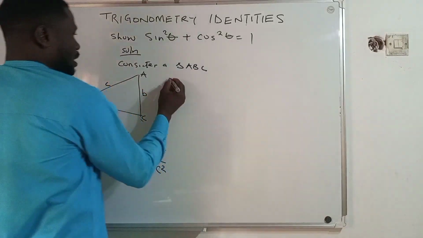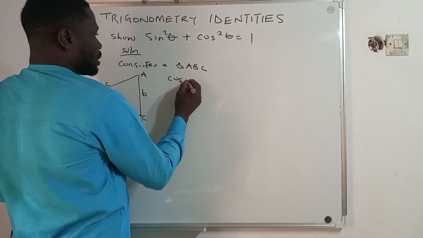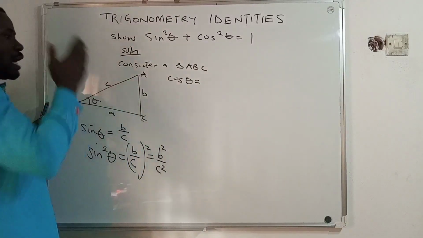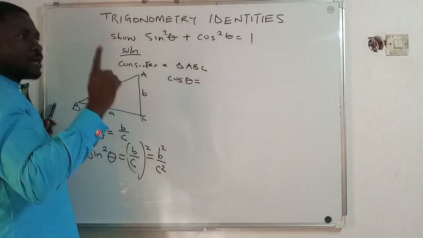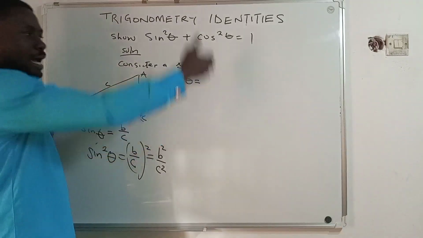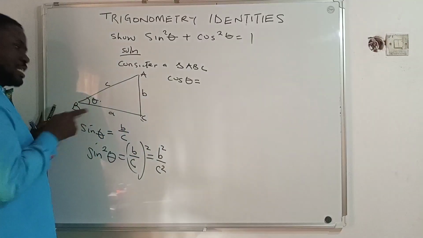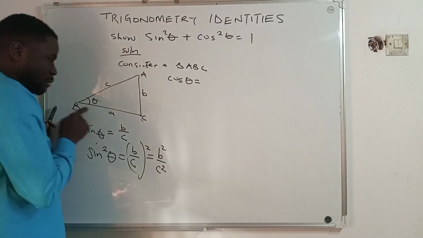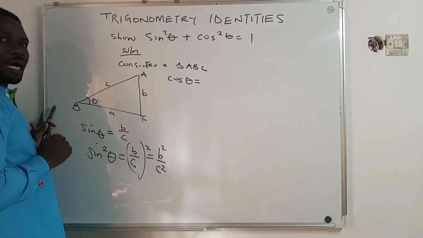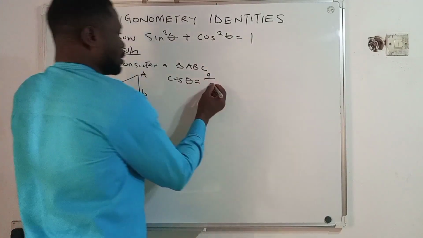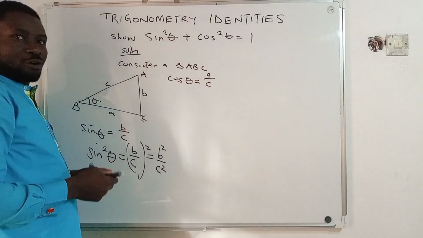Let's equally do the same for cos. Cos theta, from this triangle, will be defined as, remember, fundamentally, cos is defined as adjacent all over hypotenuse. So in this case, what is the adjacent of theta? This side BC is the adjacent of theta, and so we say that is A all over the hypotenuse, which is of course C, small letter c.